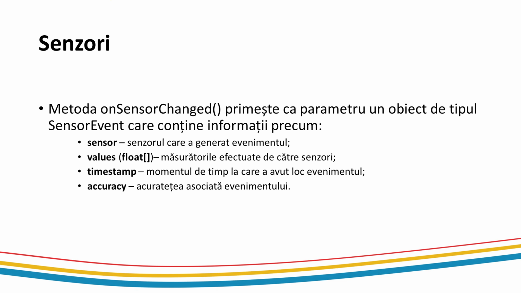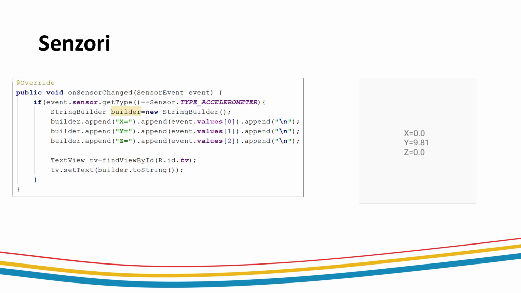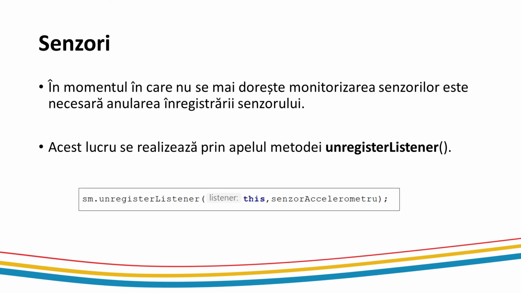And finally, an accuracy rating telling you how reliable that specific measurement is, using constants like sensor status accuracy high or low. Okay, so the app gets the sensor, the values, the time, the accuracy. Pretty comprehensive. Now, what happens when the app is done? Say I close my running app.